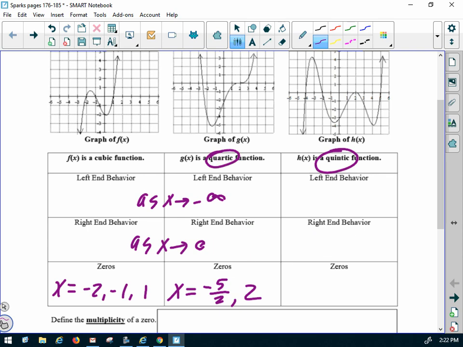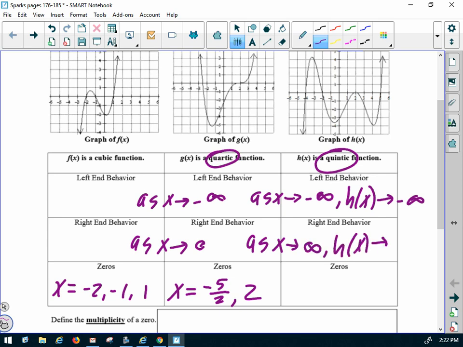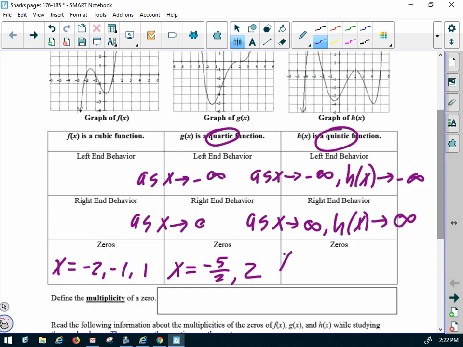Quintic, degree 5, right. Left end behavior. As x approaches negative infinity, h of x approaches what? Negative infinity. Or we say in calculus, decreases without bound. Right end behavior. As x approaches positive infinity, h of x approaches infinity. What are the zeros? -4, -2, 2, and 5.